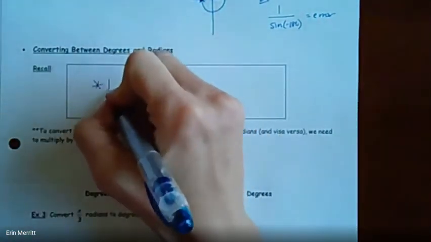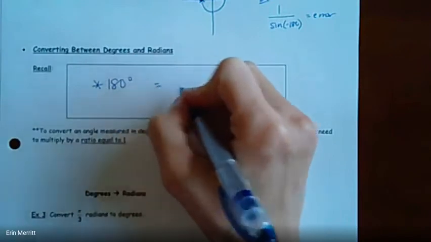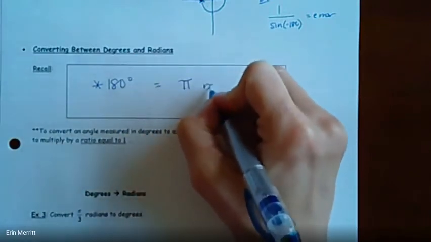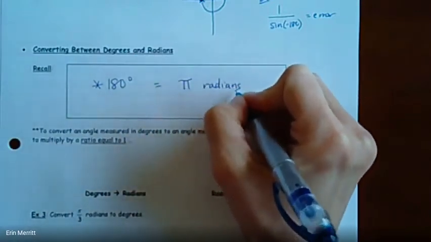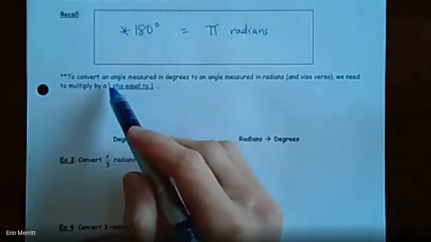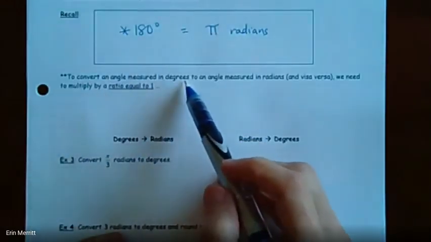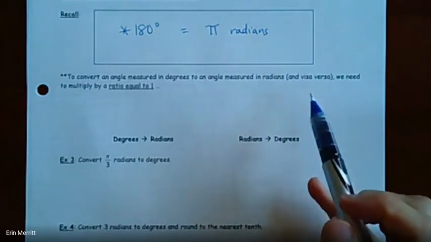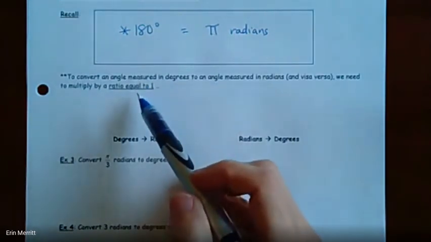So the idea is using 180 degrees is the same as pi radians. It says to convert an angle measured in degrees to an angle measured in radians and vice versa, you have to multiply by a ratio equal to 1. So this is like that dimensional analysis stuff.